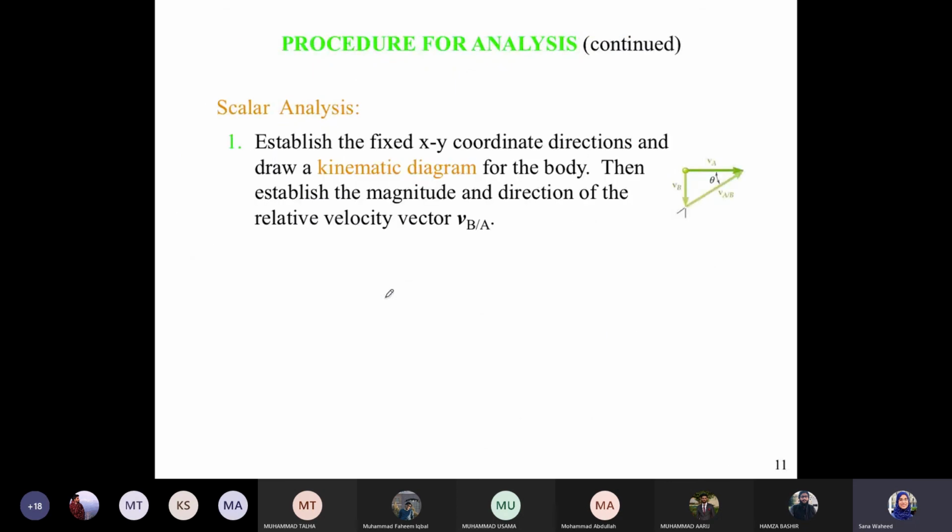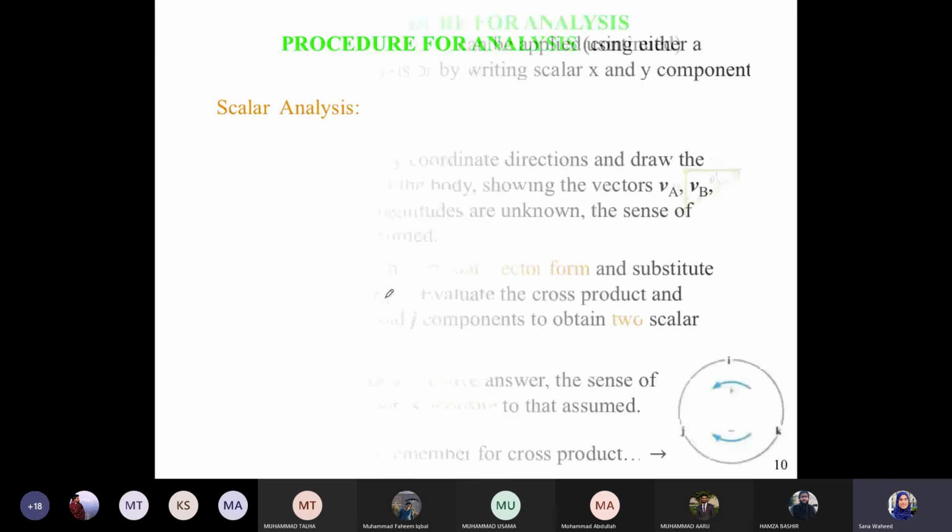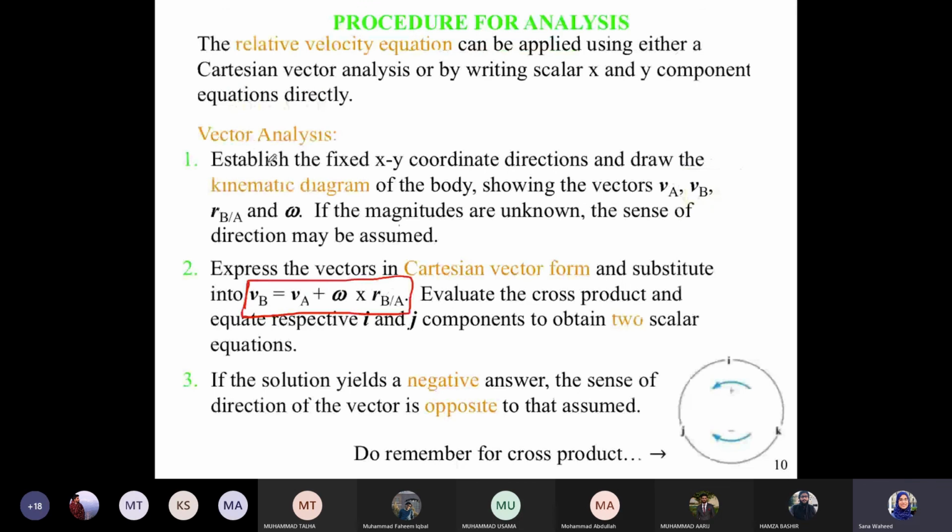One more thing that I forgot to mention for vector analysis, because I assume you guys know this, is that when you cross multiply I, J, K, what happens with the positive and minus signs? I hope you guys know that. So the reason is that we're looking at planar motion, so that's why our omega tends to be in the K direction, and then we're cross multiplying it by RBA.